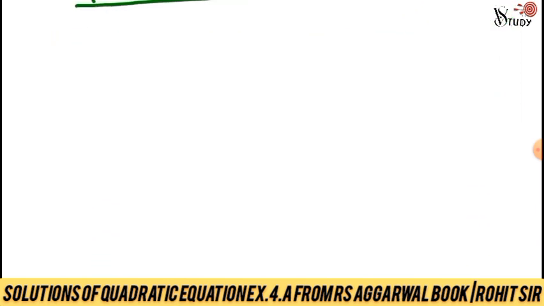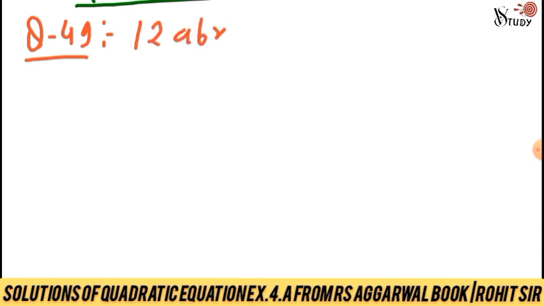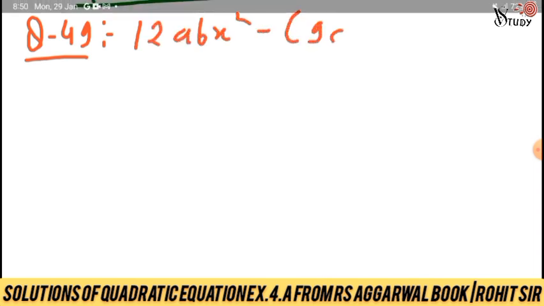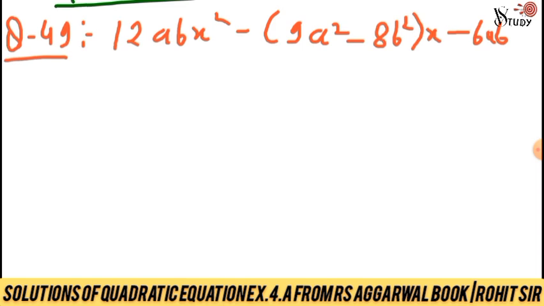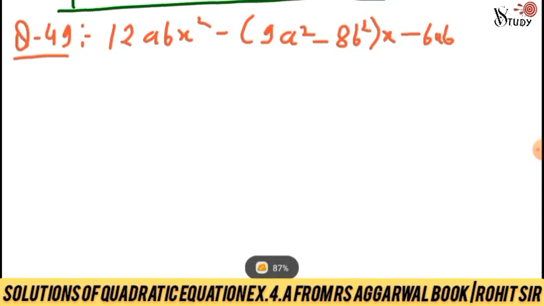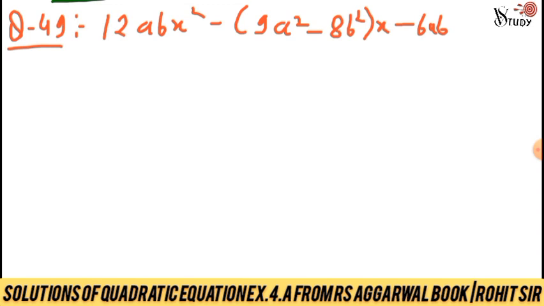Now comes question number 49. Question number 49 from R.S. Agarwal book of class 10, chapter quadratic equation, exercise 4a. Question number 49 is 12abx square negative (9a square negative 8b square) into x negative 6ab is equal to 0. Now solve this question.